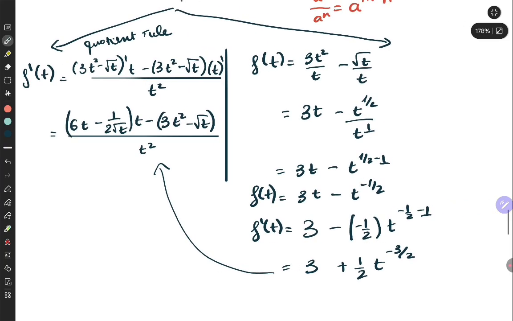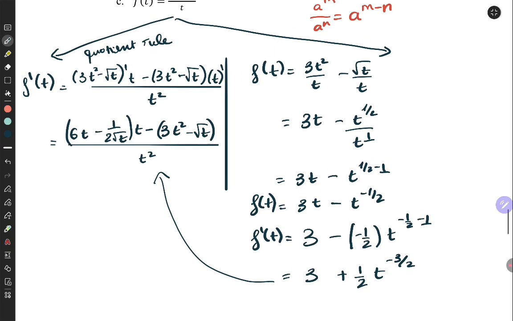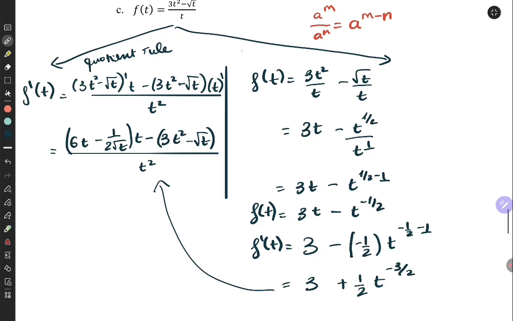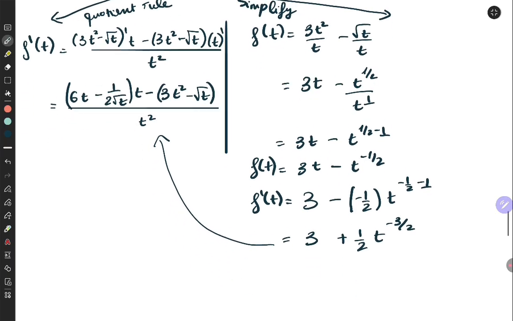Any question? So the second technique, what good name can I give for that? Simplify. Right? Simplify direction. You simplify first, and then you take the derivative. Quotient rule. Done.